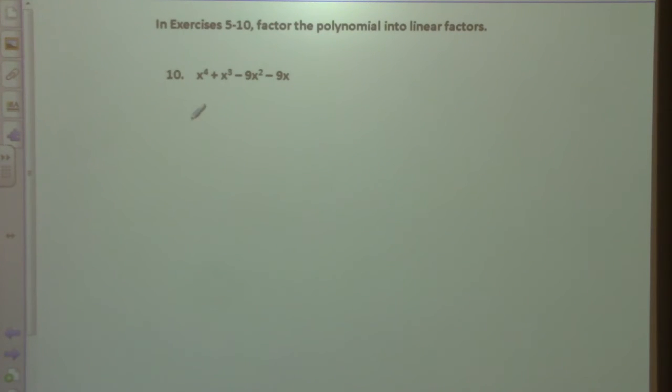Karina? So what we do is we're going to try the same thing we did last time by separating this into 2 groups. And then over here, we're going to have minus 9x squared minus 9x. And we're going to factor out our common factor. And what's our common factor going to be here?